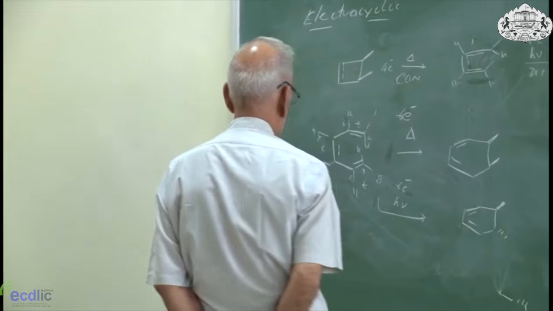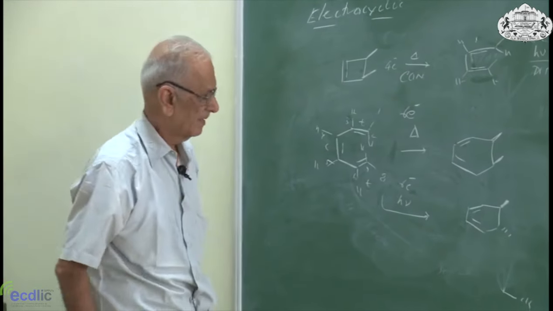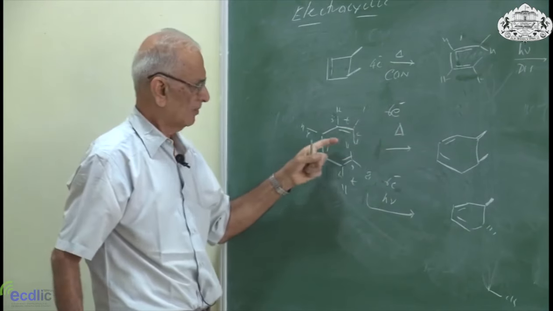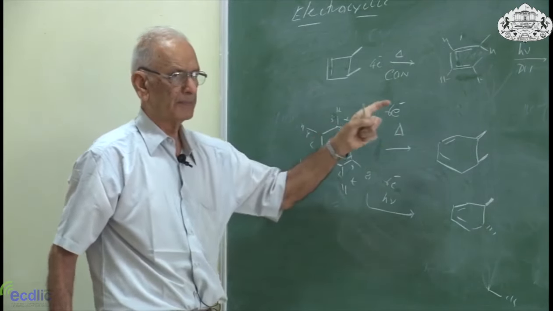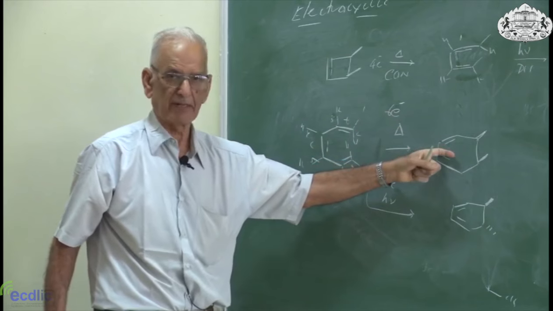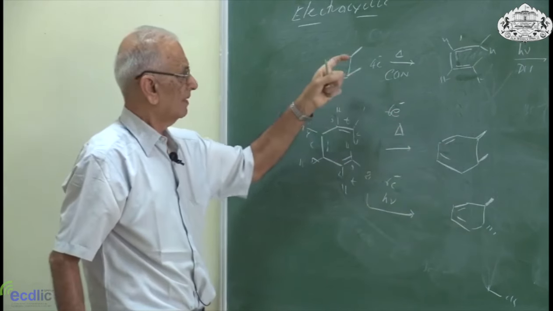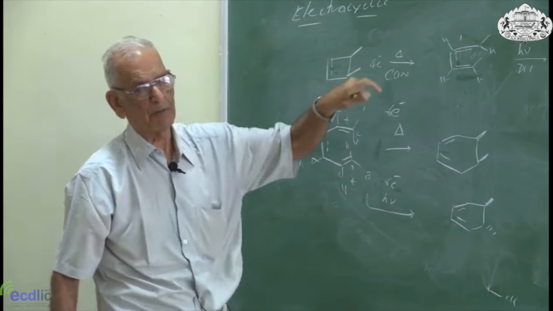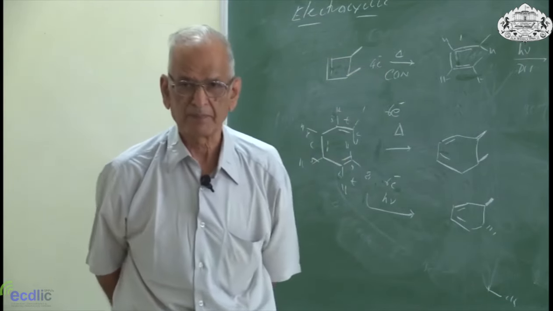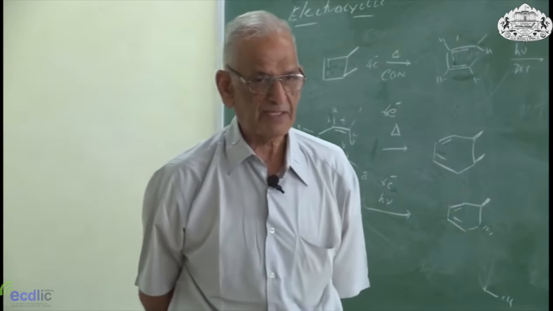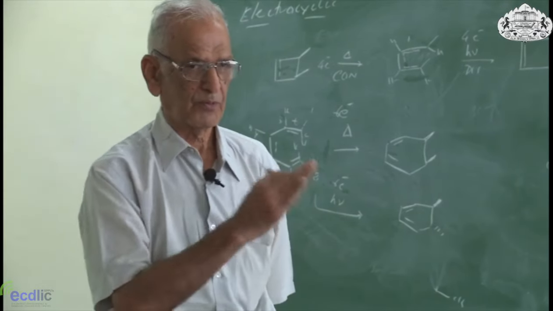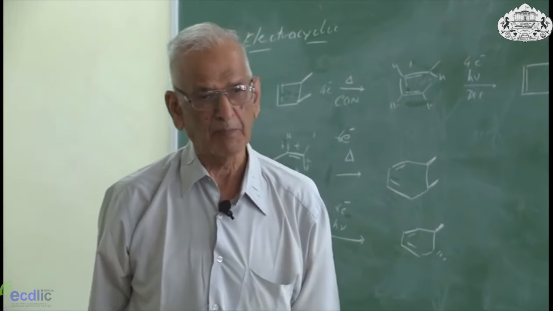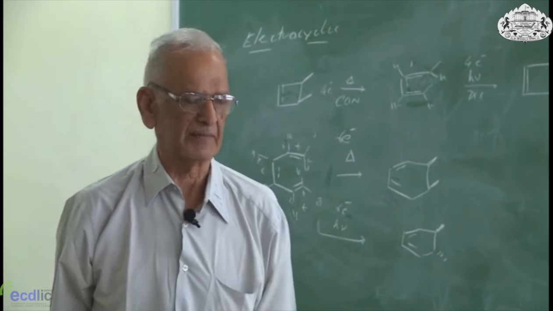Now we have the next question. In this reaction, what happened? Open chain compound gave me cyclic product. In this reaction, what happened? Cyclic product gave me open chain product. So, in one case, we went from open chain to cyclic. In the other one, we went from cyclic to open chain.